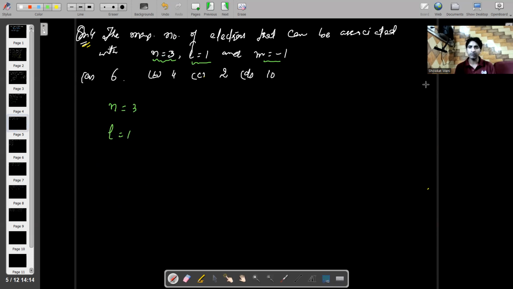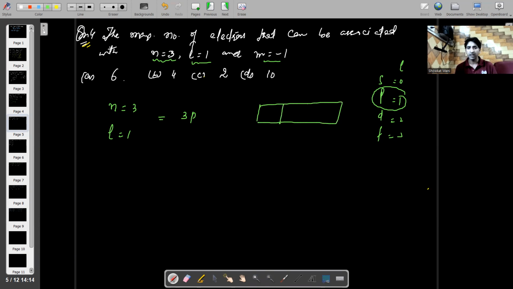We know that for s, p, d, f, the value of l is 0, 1, 2, and 3. That means this is a p subshell, isn't it? Now n is equal to 3 means it's a 3p subshell. Now in 3p subshell, we have 3 orbitals. These are the 3p orbitals and these are like this. Now this is my px orbital, this is py orbital, and this is pz orbital.